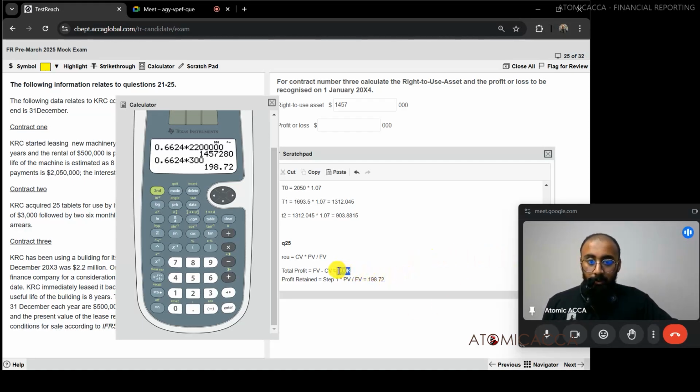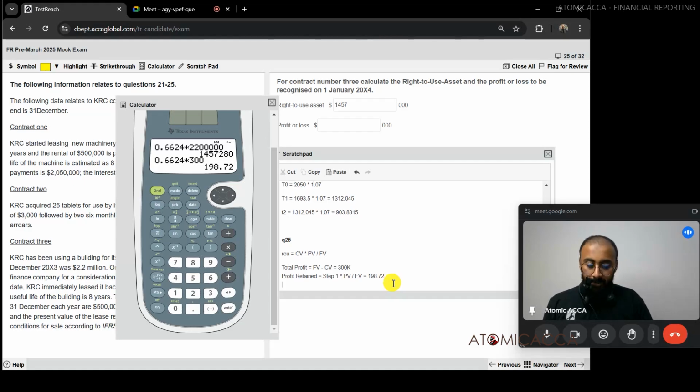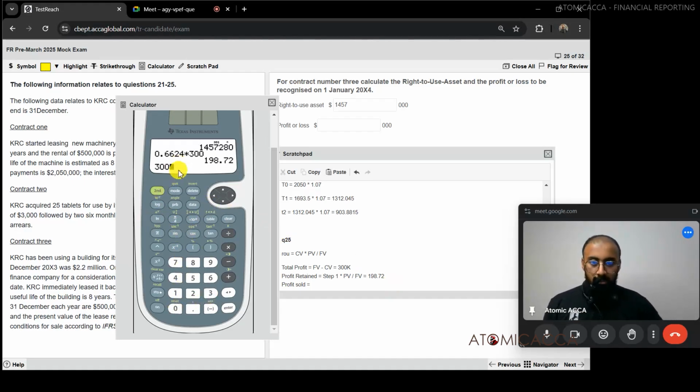So if total profit is 300 and this much I retained, then profit related to rights sold is equal to 300 minus 198.72. That's equal to 101.28, and zeros will follow that. But here for profit or loss, 3 zeros are there at last, so I'm just writing the main figure, that will be equal to 101.